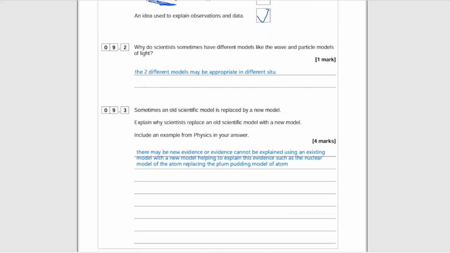Okay, 9.2. Why do scientists sometimes have different models, like the wave and particle models of light? This is due to the two different models being appropriate in different situations.